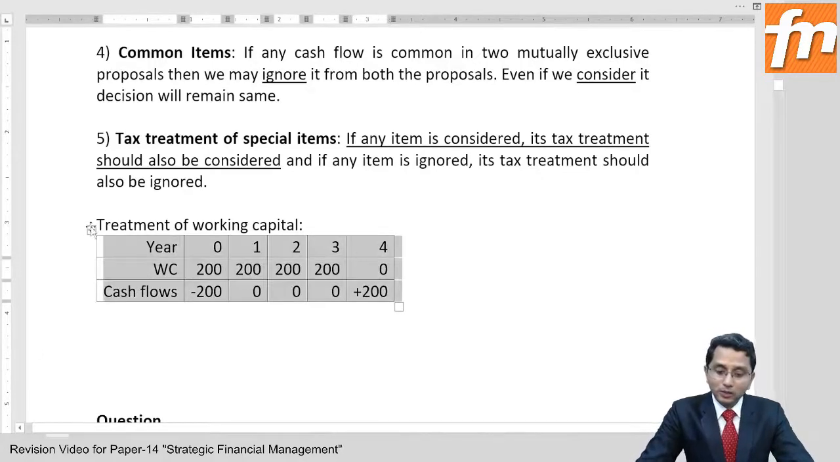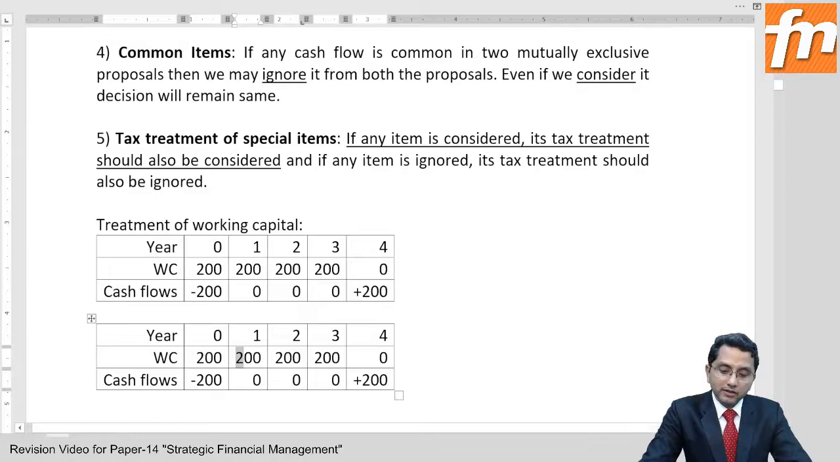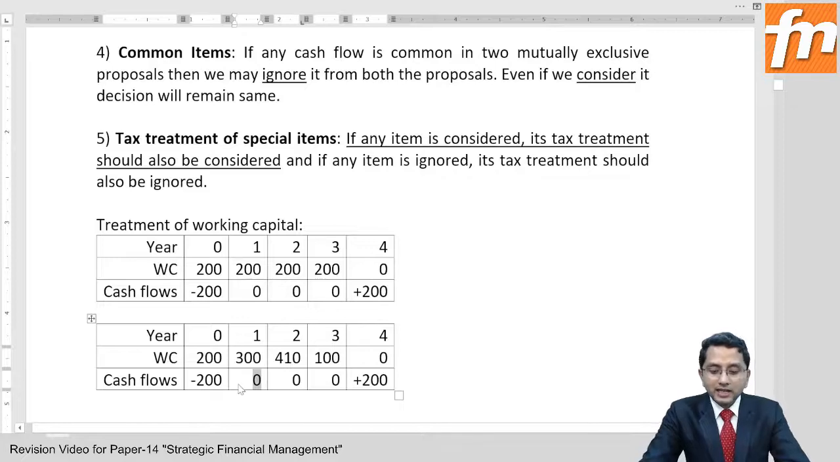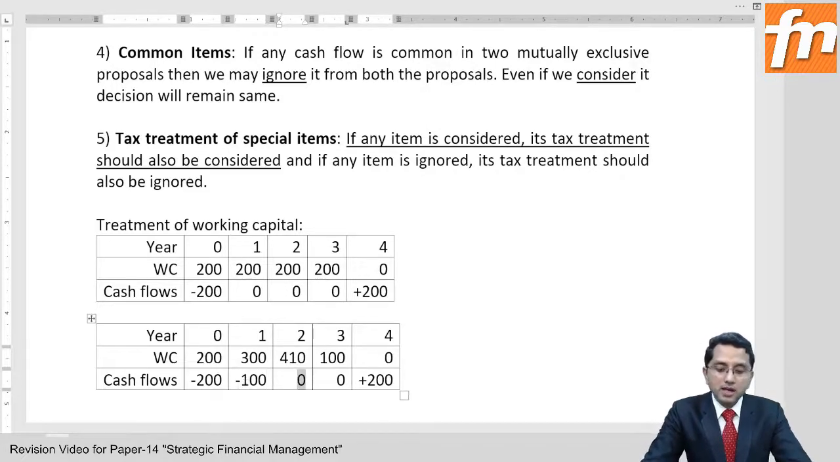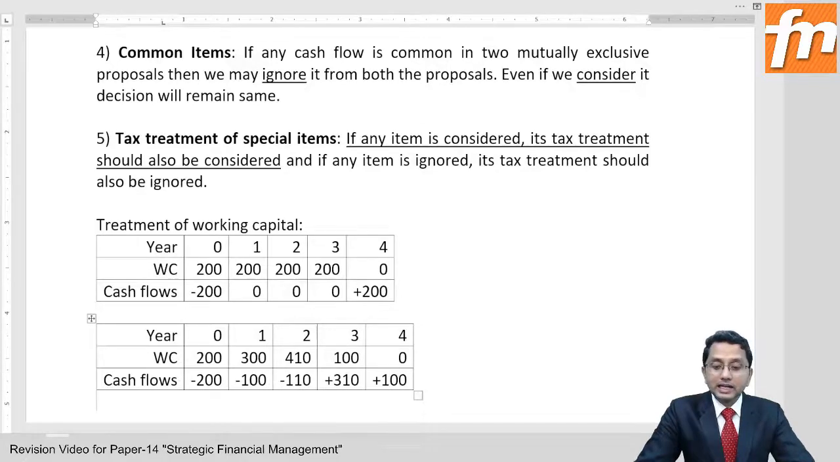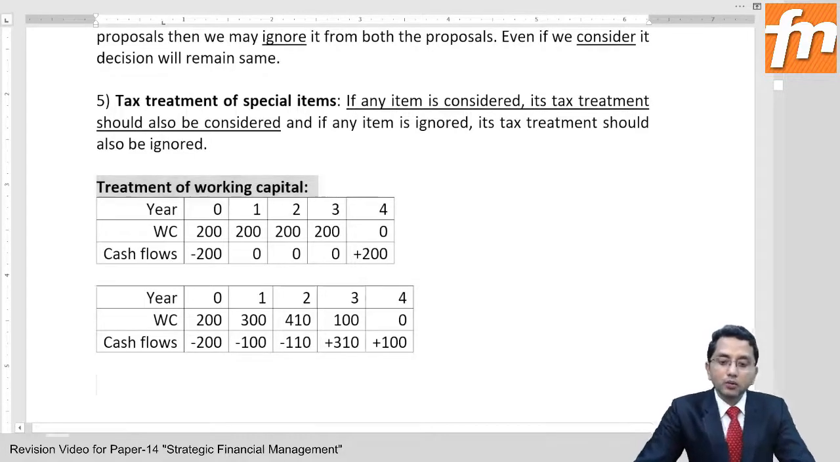This is one scenario. Let's change this scenario and let's say here the working capital level rises to 300 and then it rises to 410, then it reduces to 100 and finally business comes to an end. So in this case, any increase in working capital will be outflow of cash and any decrease in working capital is inflow of cash. This is how you treat working capital.